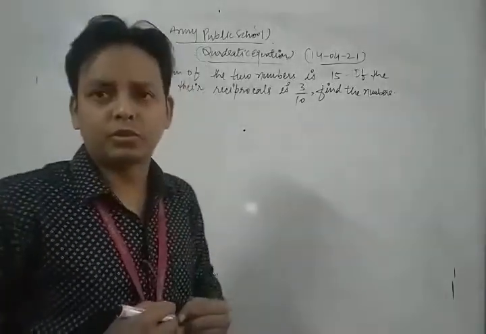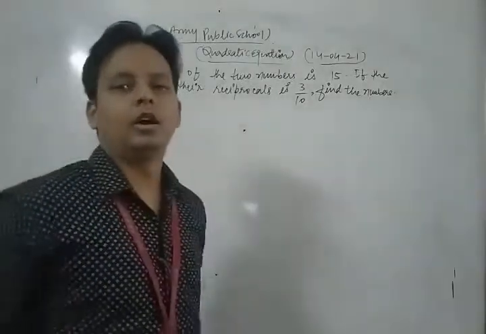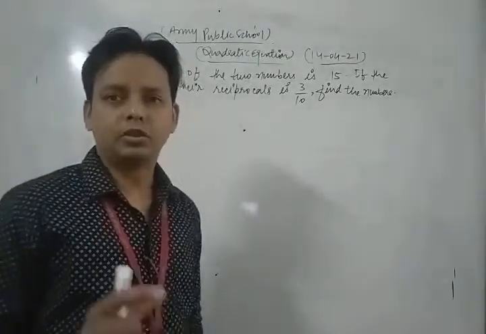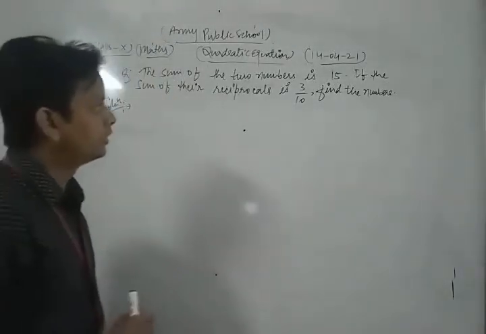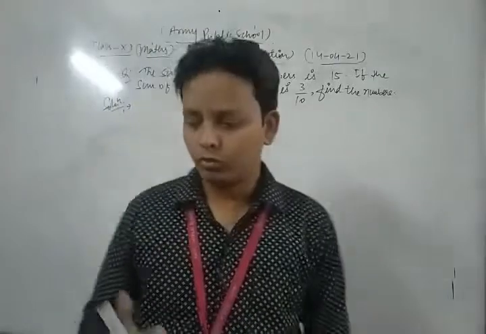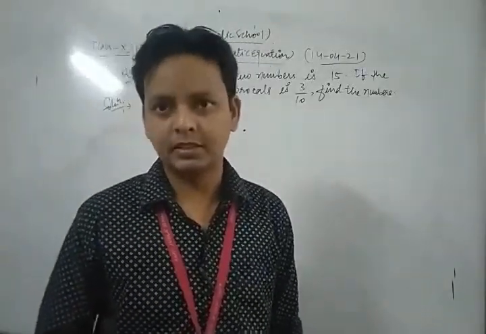This is one of the most important questions of your syllabus, of your chapter quadratic equations. So in this type of question, first of all, let's see what I do. Here the sum of two numbers is 15. So first of all, let one number be x, then the other is 15 minus x.